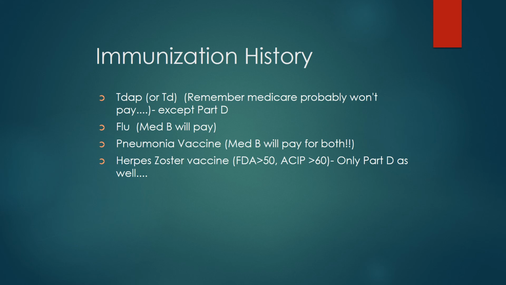But in general, Medicare will pay for the flu shot. In general, they'll pay for both pneumonia shots, both the Prevnar and the Pneumovax. In general, you want to give the Prevnar at the initial visit, the Welcome to Medicare physical, and then give the Pneumovax a year later. The recommendations are that you can give them 6 months apart. However, Medicare will not pay unless they are at least a year apart.